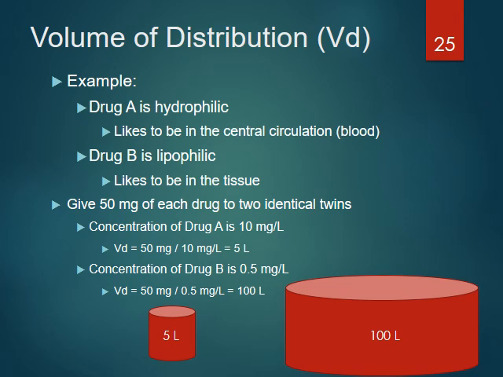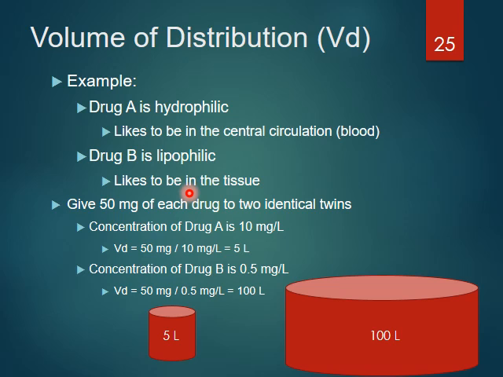So look at this example here where I have two drugs. I'm going to have drug A, then I'm going to have drug B. We'll see that drug A is going to be hydrophilic, meaning that it's not going to have a very easy time crossing lipid membranes, which means that it's going to like to stay preferentially in the central circulation. So it's going to like to stay in the blood. On the other hand, you're going to have drug B, which is going to be more lipophilic, meaning it has an easy time crossing the blood-brain barrier, or crossing lipid membranes, and this is going to have an easier time distributing out into the tissues, and so it's going to like to stay out in the tissues more versus the blood.